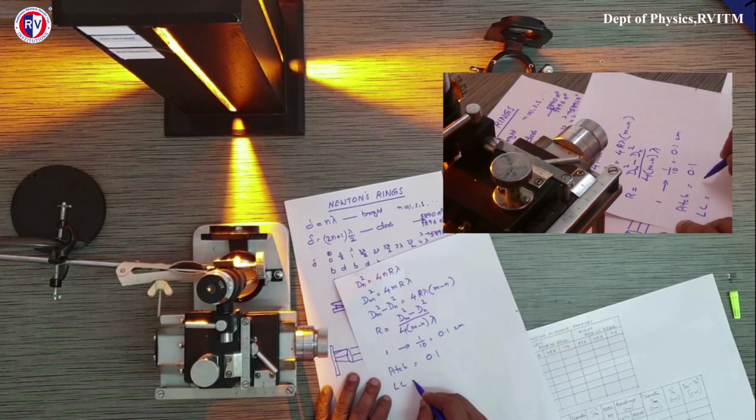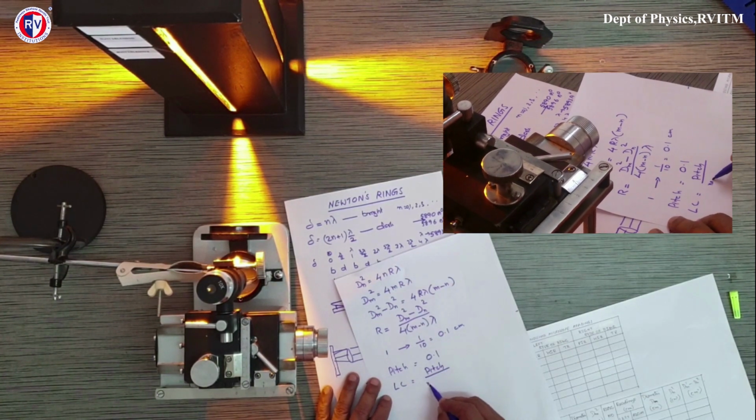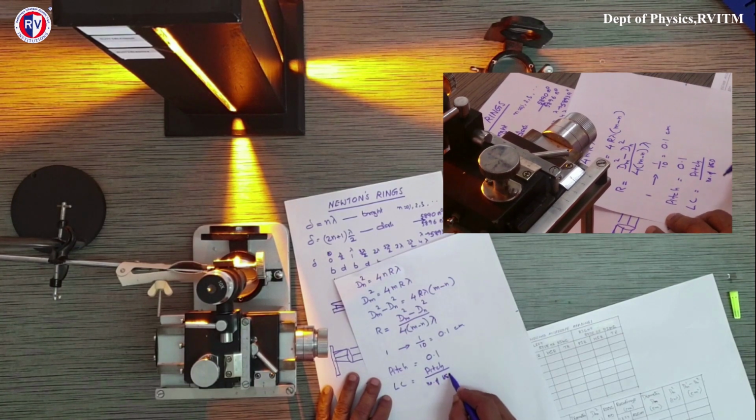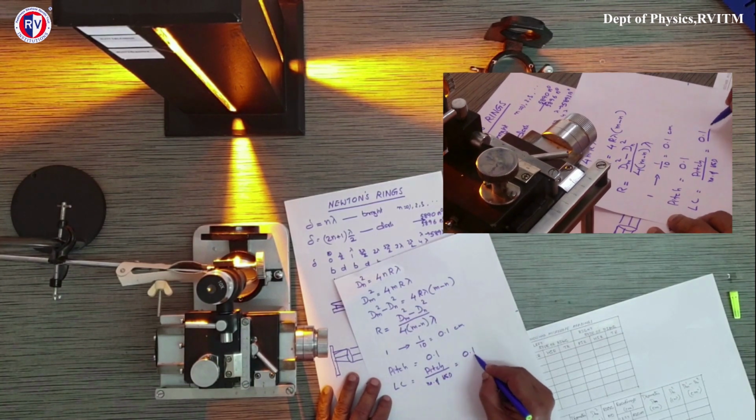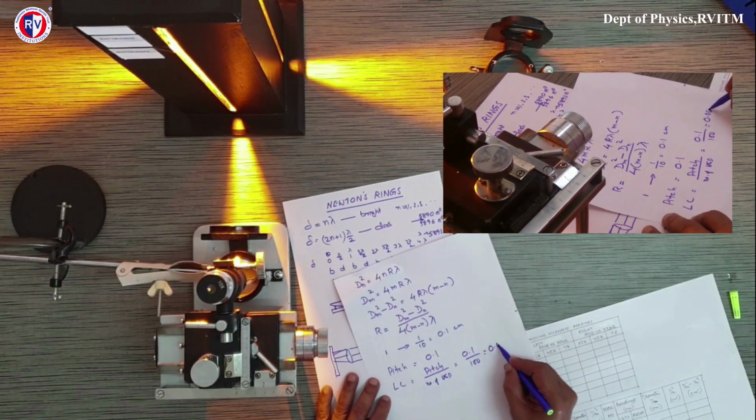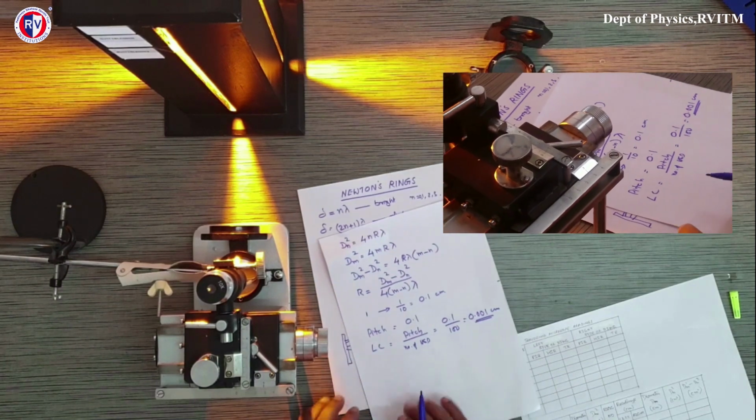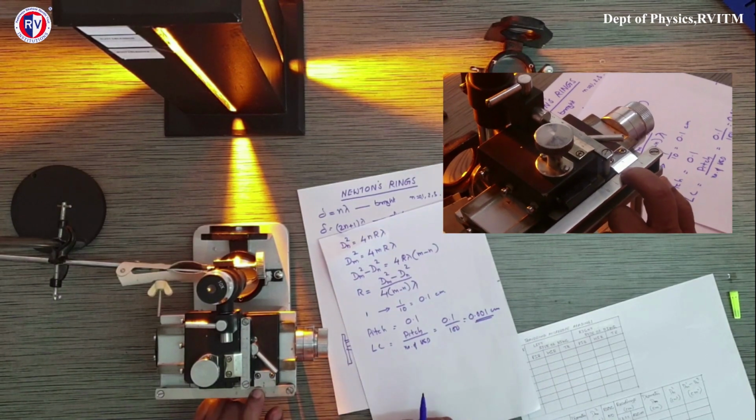So the least count of the instrument is pitch divided by the total number of head scale divisions. In this case it is 0.1 divided by 100 divisions on the head scale, which gives 0.001 centimeter. This is the least count. Now to take the readings, suppose at this position I want to take a reading.